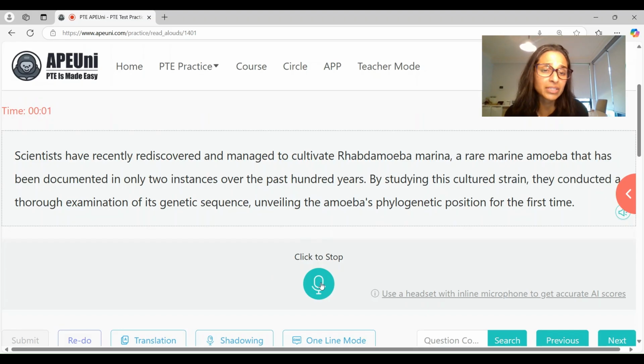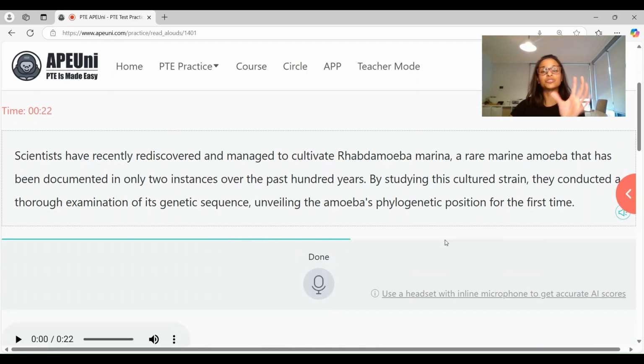Scientists have recently rediscovered and managed to cultivate Rhabdomeba marina, a rare marine amoeba that has been documented in only two instances over the past 100 years. By studying this cultured strain, they conducted a thorough examination of its genetic sequence, unveiling the amoeba's position for the first time.